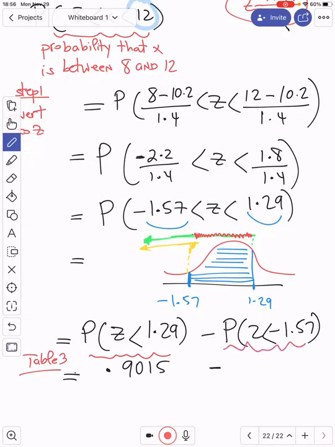And the second one, nearest tenth, it's negative 1.5, and nearest hundredth is 0.07. Right, but just be careful, this is positive here, and this one is negative, right? So the first page of the table, that's for negative z. Second page is for positive z. Anyway, so for this probability that z is less than negative 1.57, it's 0.0582, I think, right? And so the difference is 0.8433, or in other words, take the 2 digits after the decimal point, so that's 84.33%.